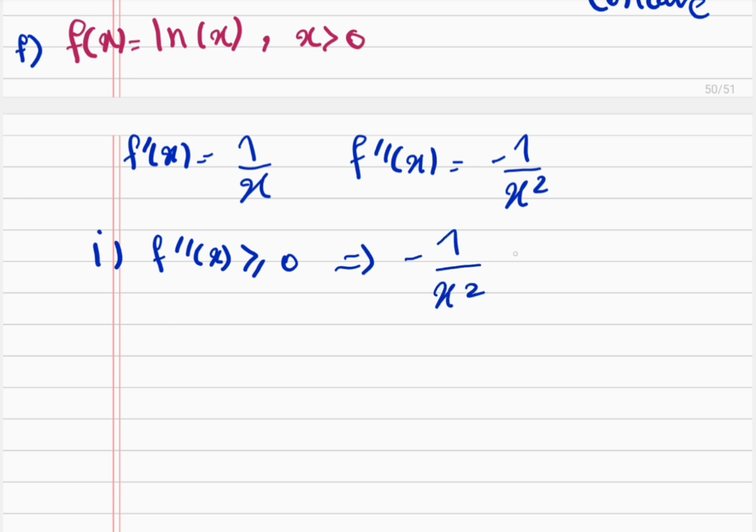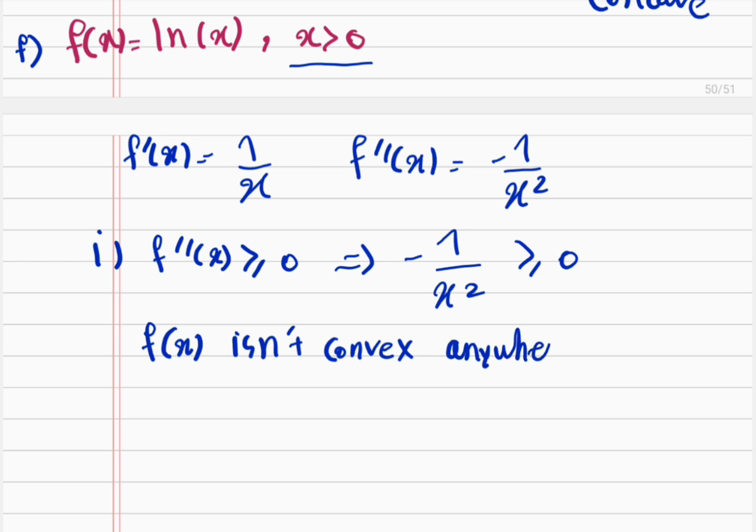Again, in order to be convex, f double dash x has to be greater than or equal to 0, which means minus 1 over x squared is greater than or equal to 0. And as you can see, I will immediately have a contradiction, because minus 1 over x squared is always negative for all values of x. So since it's always negative, it can't be greater than or equal to 0, which means, because of the contradiction, this function is never convex. So it's not convex anywhere. You can write that f of x isn't convex.